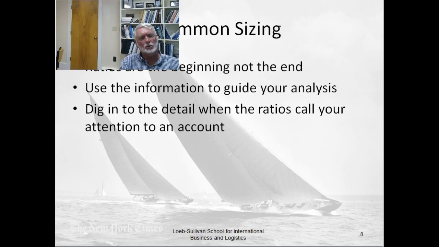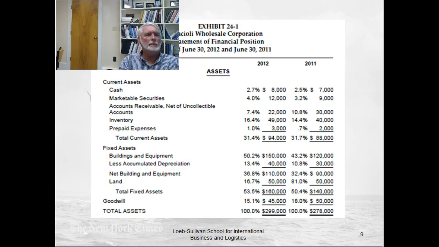So I have a few sample common sizing statements here. These come from your textbook. So here you have Pacioli Wholesale, and you can see that each asset has been converted to a percentage. Total assets, which is the denominator, is 100%. So it's 1 over 1, or 100%. 2.7% of assets were cash in 2012, 2.5% in 2011, and so forth. So you've got 12 and 11 all the way across.